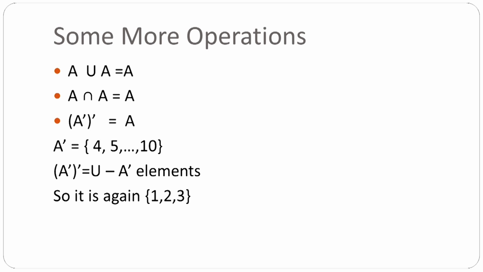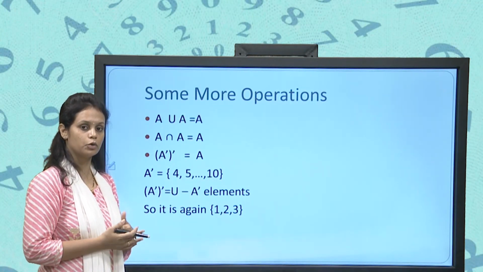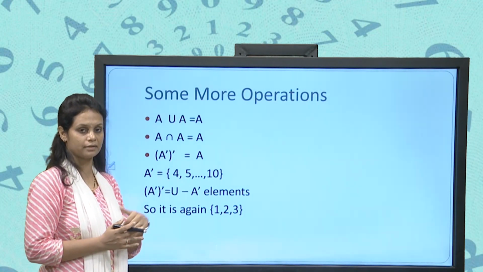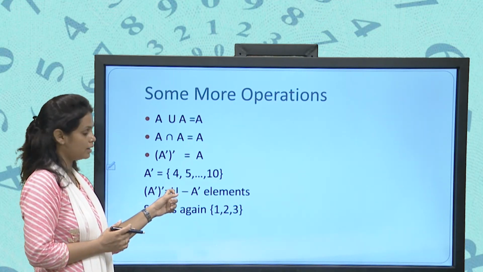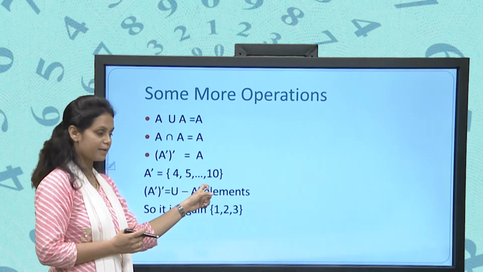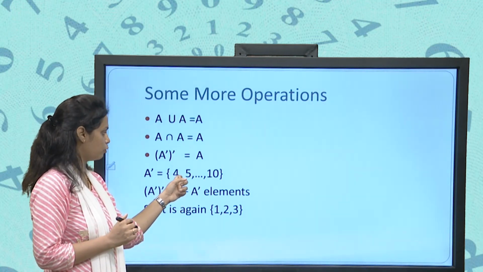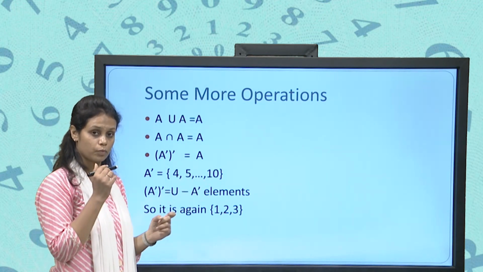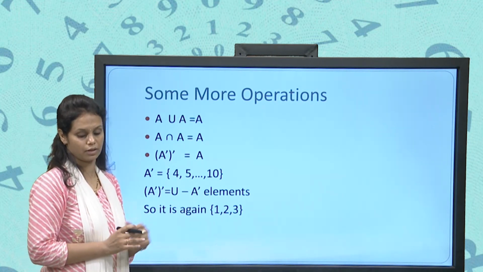Fine. Suppose in the last example we have seen the value of A dash, it is 4, 5, 6, 7, 8, 9, 10. So if we want to find A dash dash, that will again give us 1, 2, 3, because the elements except 4 to 10 will come into A dash dash. What is the meaning of A complement complement? That is the universal set minus A's complement elements. So what is in U? It is 1 to 10, and we subtract 4, 5, 6, 7, 8, 9, 10 from it. So the output is 1, 2, 3.